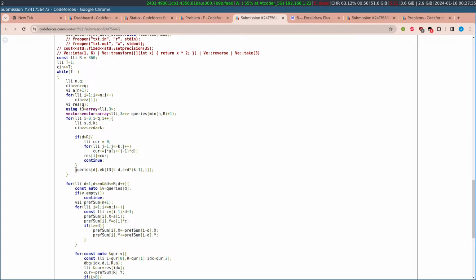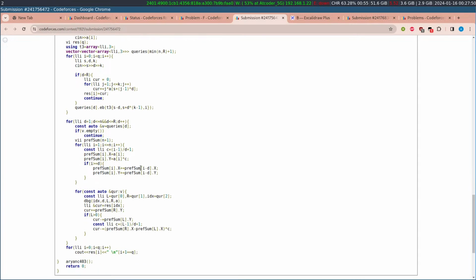Otherwise, I am mixing all the queries. Here I have done it in the form of directly D only. Instead of S modulo D, you can maintain a map over here, a map of pair, where you push S mod D comma D, and put the starting value, the ending value and the index value. Now I am iterating from D equal to 1 to N and D less than or equal to R, because I already solved the queries for D greater than R.